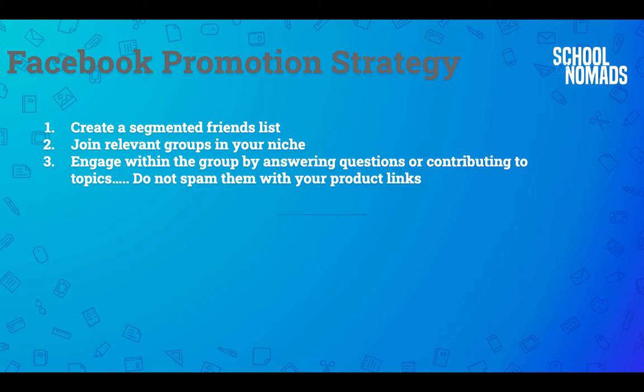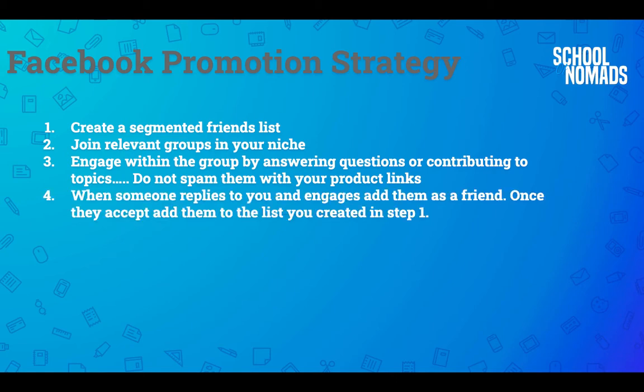The group itself is not somewhere where you're trying to promote whatever product it is that you're trying to sell. So when you answer a question within that group, you'll have had an interaction with one of the members. So all you need to do is add them as a friend, and once they accept, you then add them to your list that we created in step 1. So it's a case of finding questions, answering those questions, and then once somebody has shown some form of engagement with you, you then go ahead and add them as a friend.